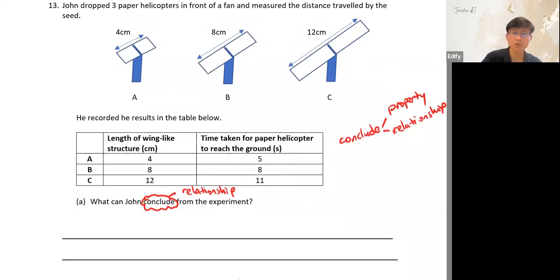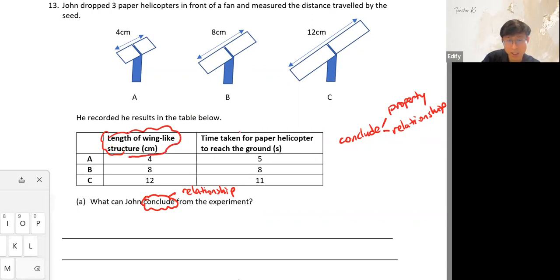If it's about the relationship, you want to pay attention to the table, and the table has several headings. This is the heading: length of wing-like structure and the time taken for the parachute to reach the ground. I want you to pay attention to these words because you have to use these words word for word, right? So you're going to say as the length of wing-like structure increases, the time taken for a paper helicopter to reach the ground also increases.